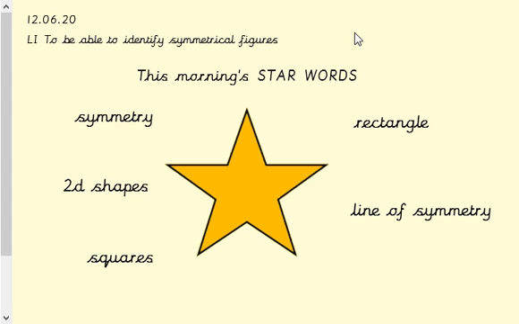Okay, our learning intention this morning for the main part of the lesson is to be able to identify symmetrical figures. So we're taking the learning that we've been going through this week about classifying shapes. We're just going to park that for a moment and start to look at symmetry this morning. Our star words this morning would be symmetry, 2D shapes, squares, rectangles, and then lines of symmetry. All of those words will be quite important during the course of this morning's lesson.